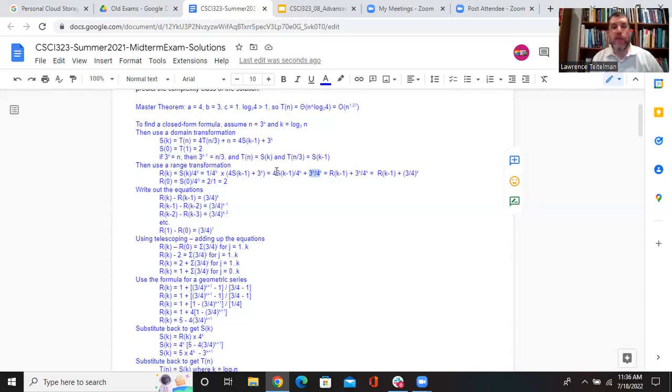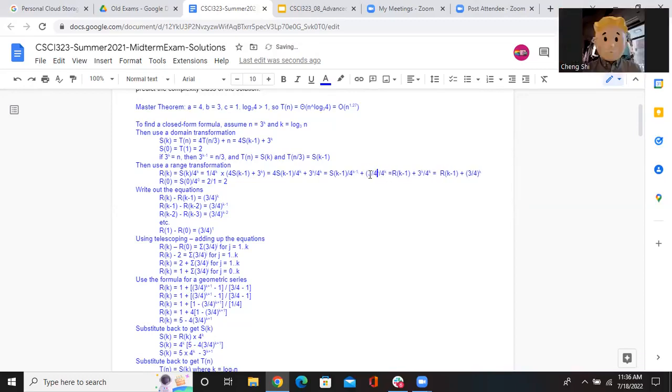And if I have 4 times S of k minus 1 divided by 4 to the k, that's equal to, I could introduce one more step if you think that's helpful. We could say that's equal to 4, the 4 comes out. Is that better? And we could write it like this, 3/4. Oh, okay, I see. Okay, maybe with the extra steps there, it's a little better. Yeah, now it's clear. Okay, all right.